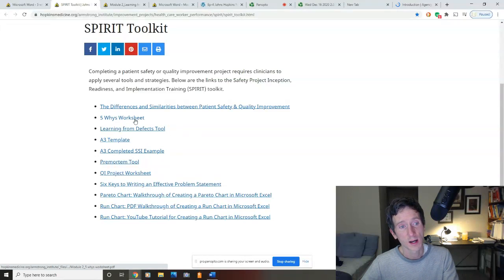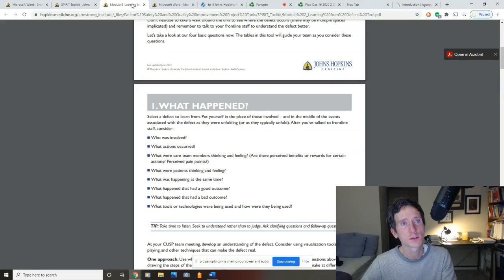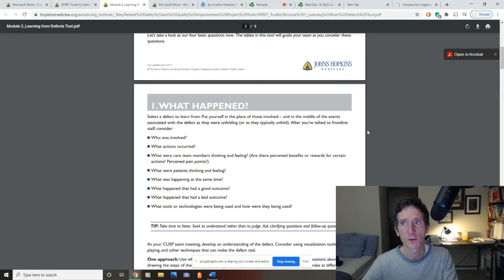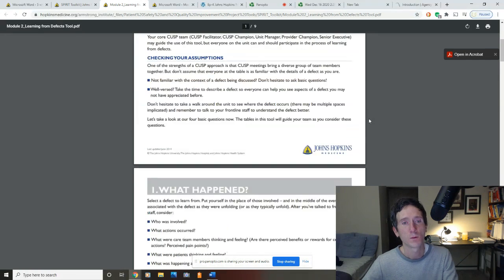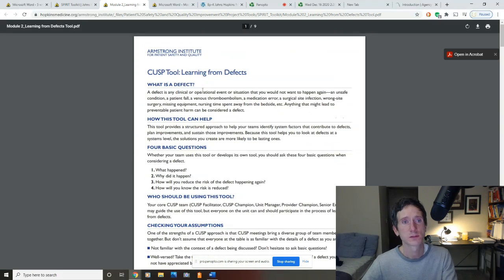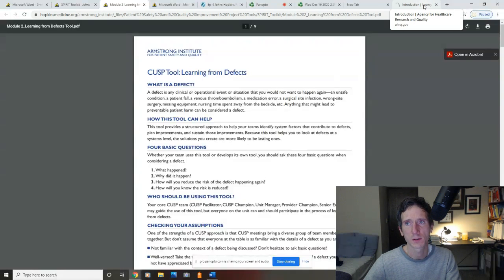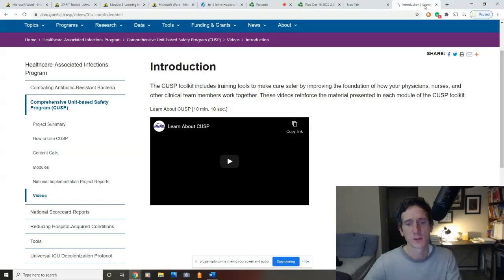So there's the 5 whys, which is another really great thing. And then there's this differences and similarities, which I've kind of shared. But the Learning from Defects tool, this is another really great tool I thought was helpful. And this tool is the CUSP tool that I mentioned earlier, the Comprehensive Unit-Based Safety Program, that AHRQ, whom I was trying to open up over here, and let's see if they'll let me.